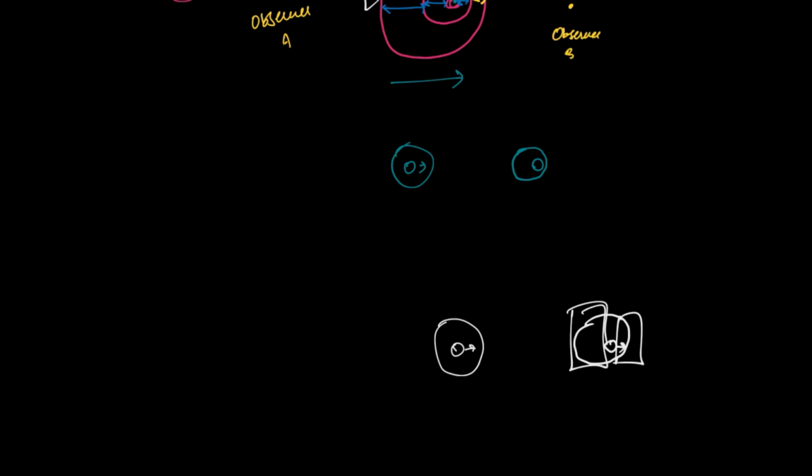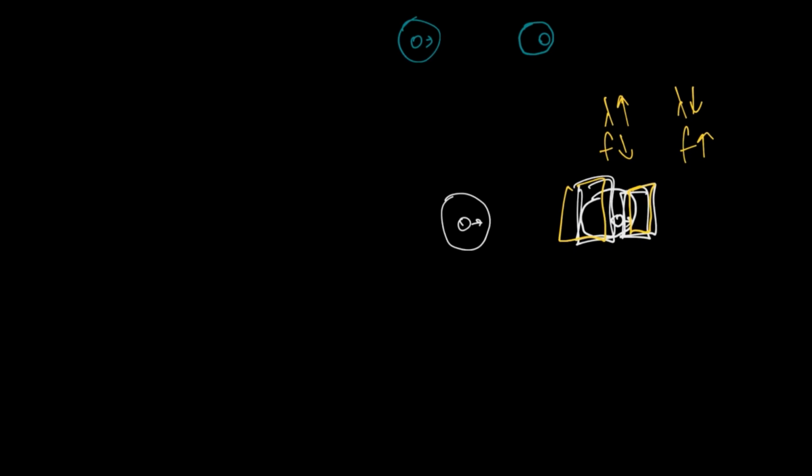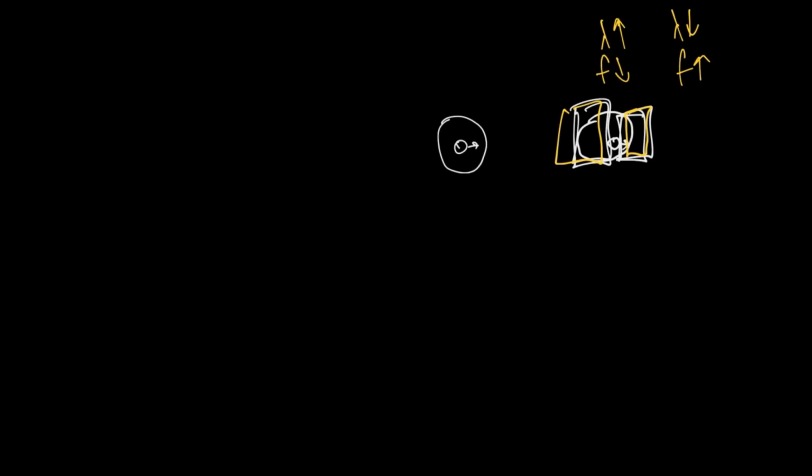Since it's moving away from this part and going closer towards this part, that's the reason why the distance between two successive waves in this part of the waveform and this part of the waveform is different. And due to the changes in the wavelength, if wavelength increases for a constant velocity, frequency decreases. If wavelength decreases for a constant velocity, frequency increases. And this is basically the concept of Doppler effect.